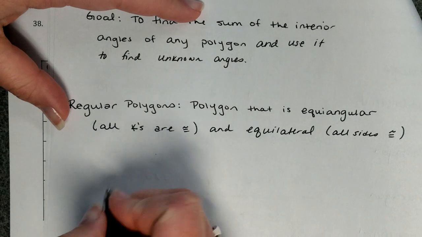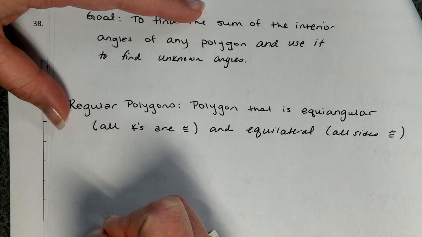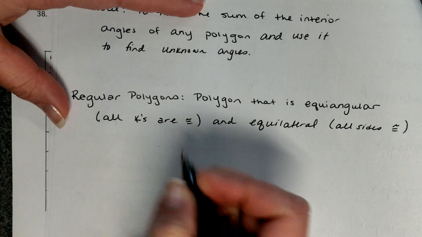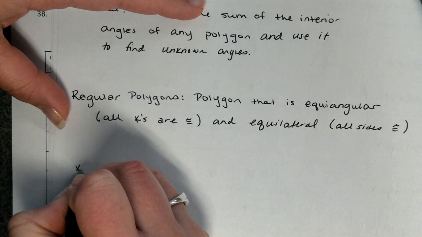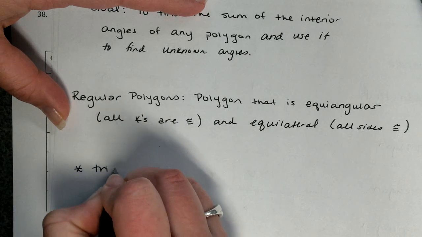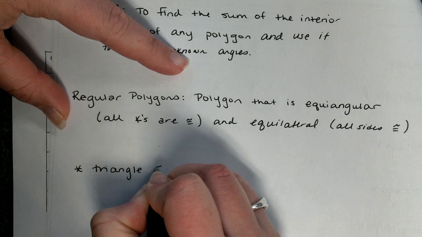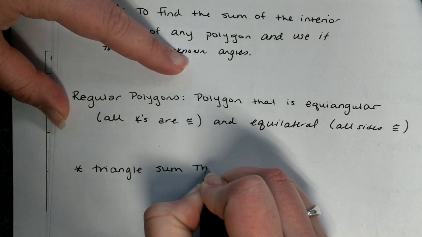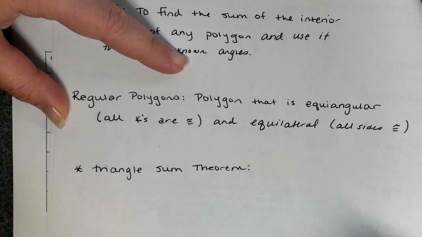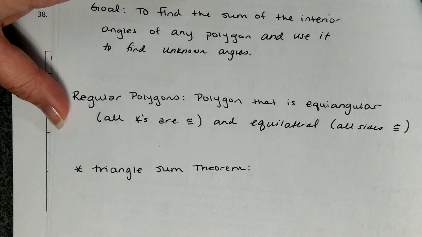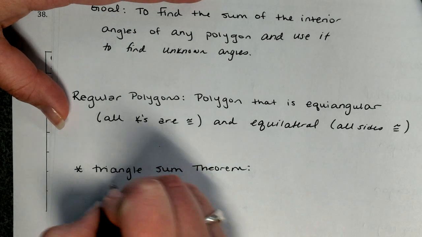So, we already talked about how we can actually find the sum of the angles. So, we knew that how we filled out this chart is that the triangle sum theorem says what? What does the triangle sum theorem say? Yep, in a triangle all the angles have to add up to 180.